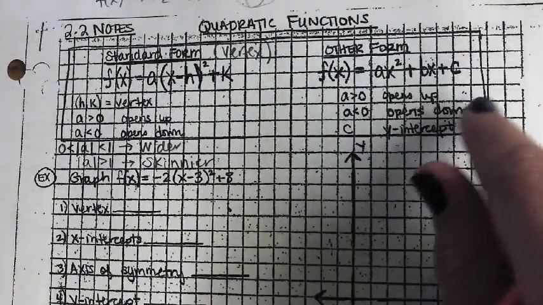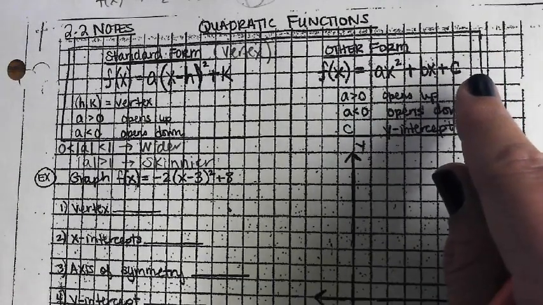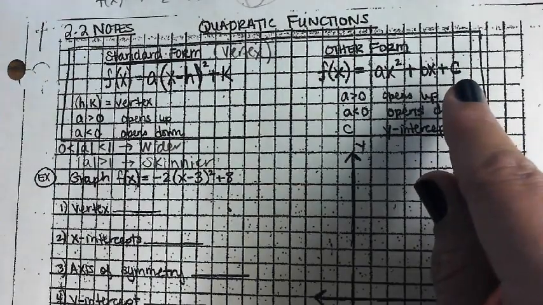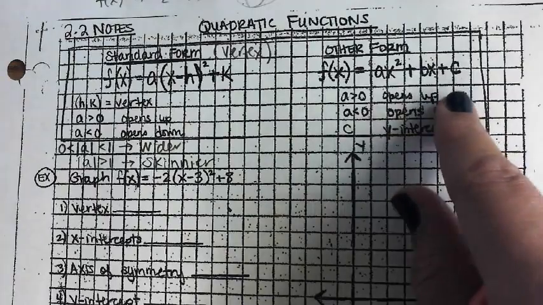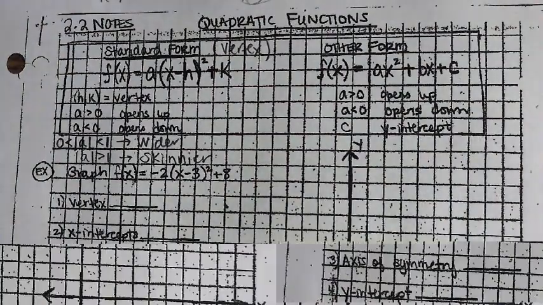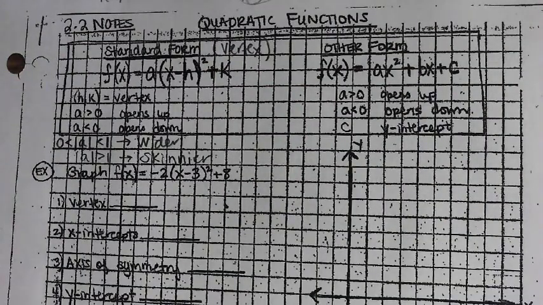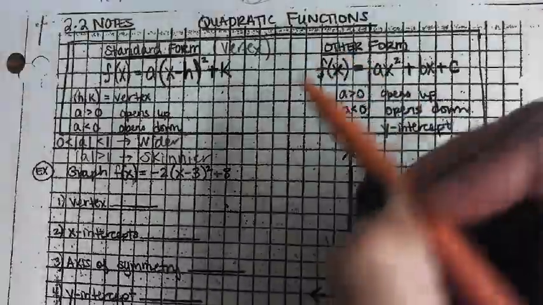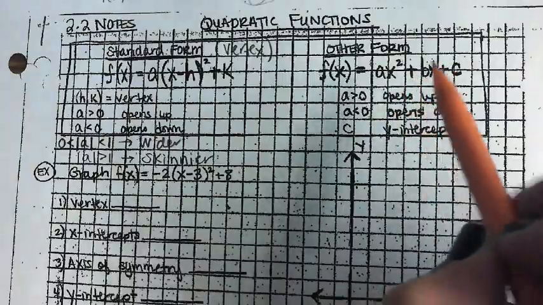Our other form. Oh, very important. Okay. Are you done though? Awesome. All right. So f of x equals ax squared plus bx plus c. And this is the one that you're most familiar with in terms of using the quadratic formula, where you use a, b, and c to plug in and find your roots or your zeros or your solutions, whatever you call them. This one, just looking at it, doesn't really give you as much.